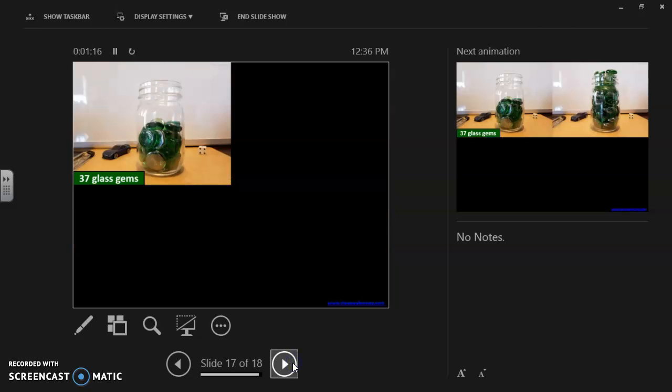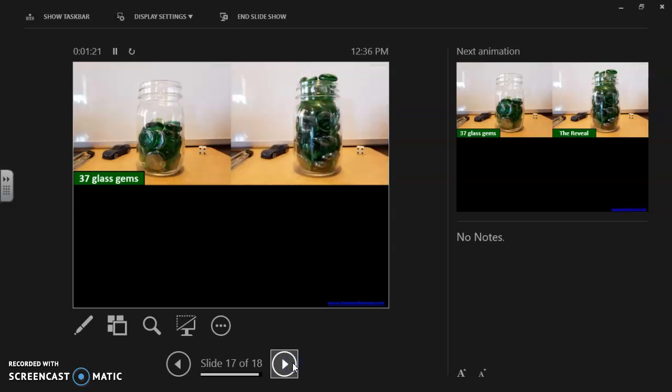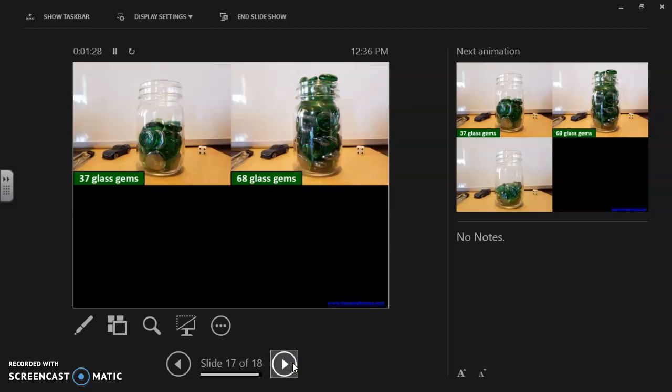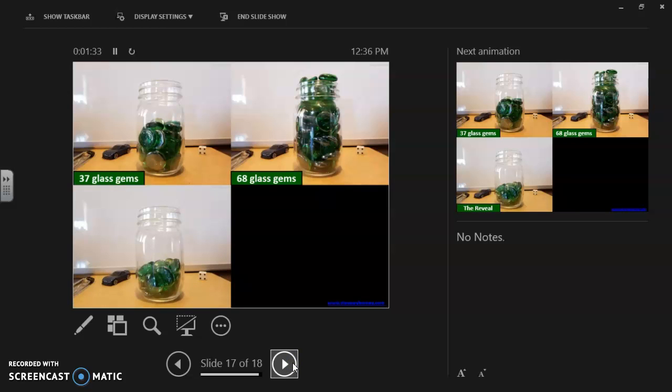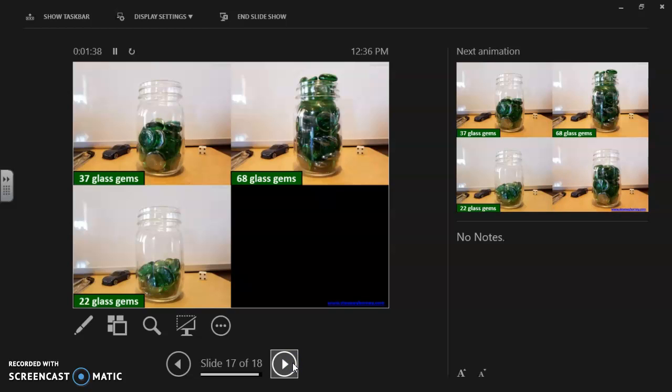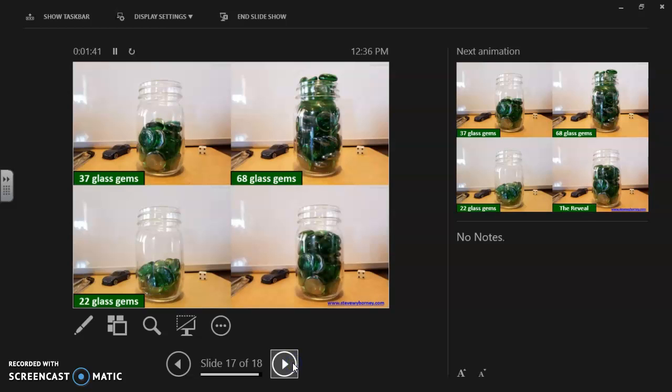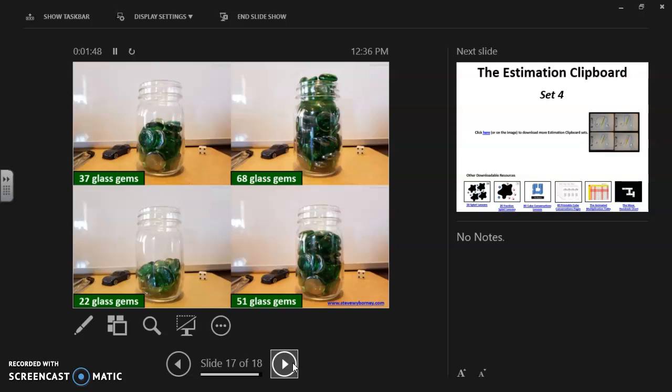Now, given your current estimation of 37 gems in the jar, how many gems do you estimate to be in this jar? There are 68 gems in this jar. Now, using what you know, how many are in this jar? There are 22 in that jar. And now, given what you know about the previous three, how many would you estimate to be in this jar? There are 51 gems in that jar.